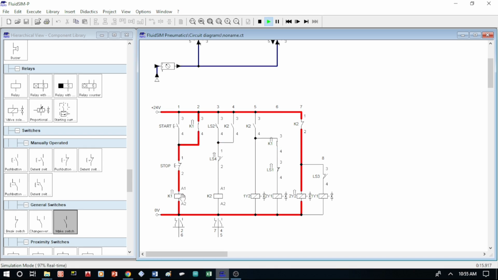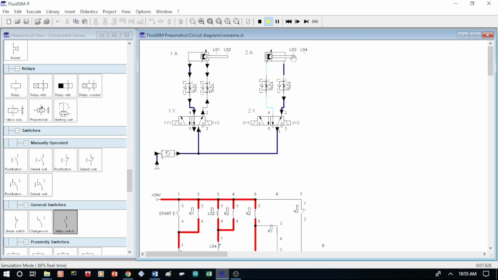And when the start button is pressed, the current flows and energizes relay coil K1. This closes the K1 contact in line 2, functioning as a latching contact, and also closes the K1 contact in line 6, activating solenoid 2-way-1. When cylinder B extends, B+, it hits limit switch LS4.